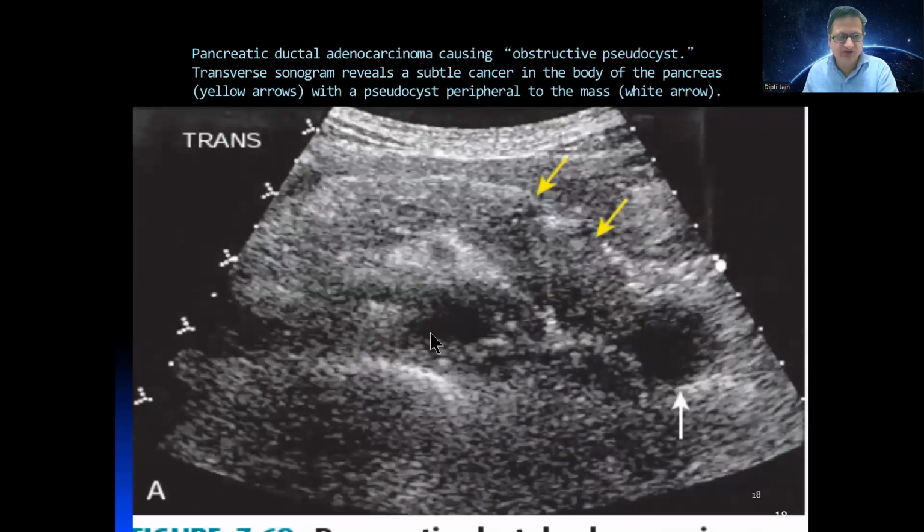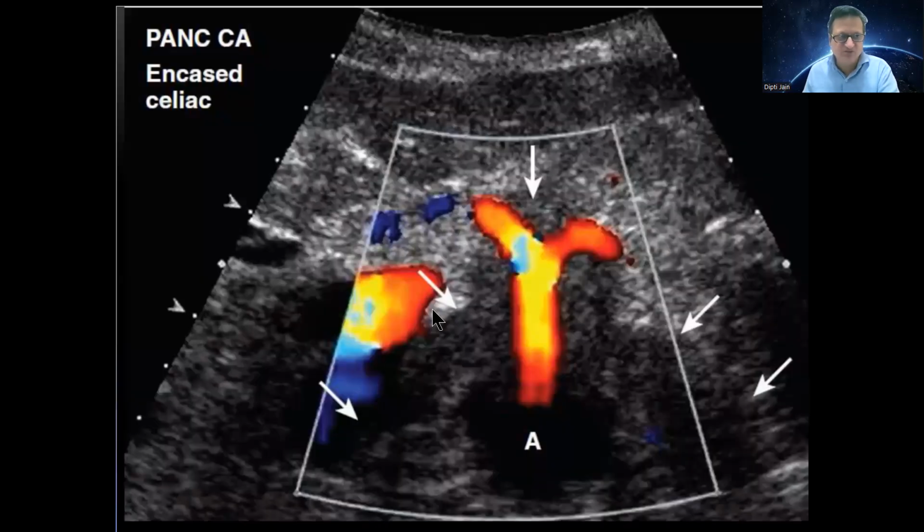Then this is a pancreatic ductal adenocarcinoma which is causing a pseudocyst. There is a subtle cancer in the body of the pancreas, and a pseudocyst peripheral to the mass. This is an obstructive pseudocyst secondary to the tumor of the pancreas. This hypoechoic mass is the pancreatic carcinoma, which is encasing the celiac axis.